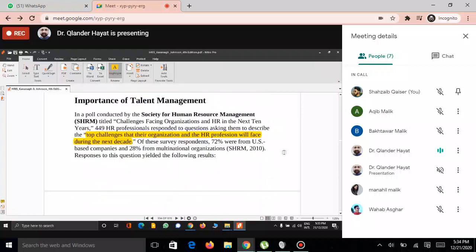So these are different perspectives on the description of talent management, and now we come to the importance of talent management. Why are we studying talent management, and why are companies going to practice these talent management practices? To understand the importance, the Society for Human Resource Management conducted a survey of 449 human resource professionals, asking them what the top challenge is that organizations and HR professionals will face. Of them, 72% were from the US and 28% from other multinational organizations. The results of this survey are shown here.